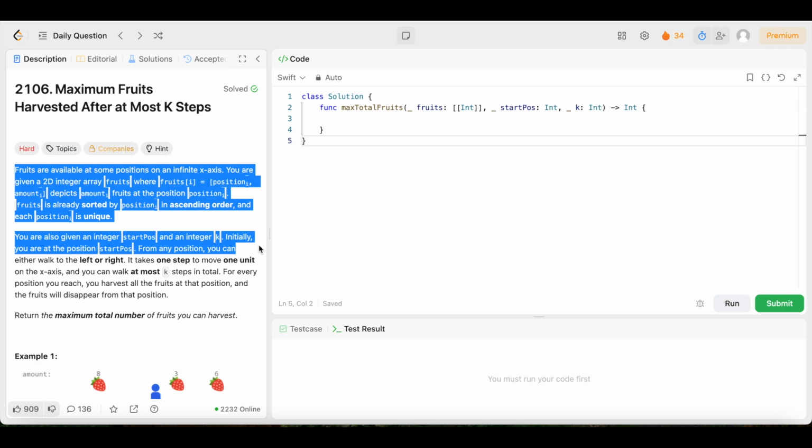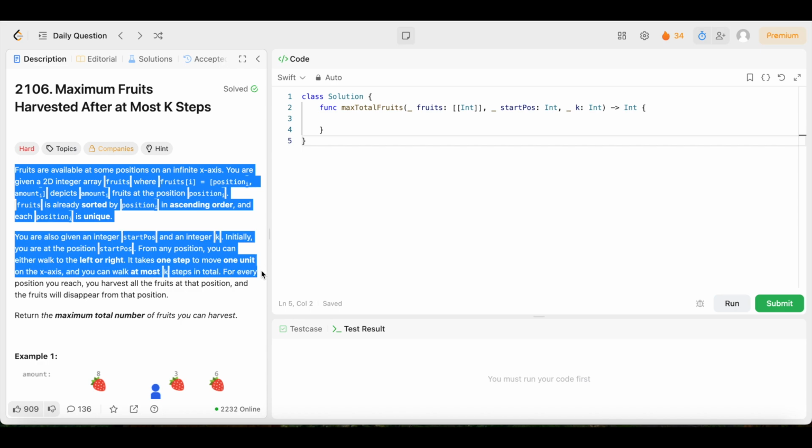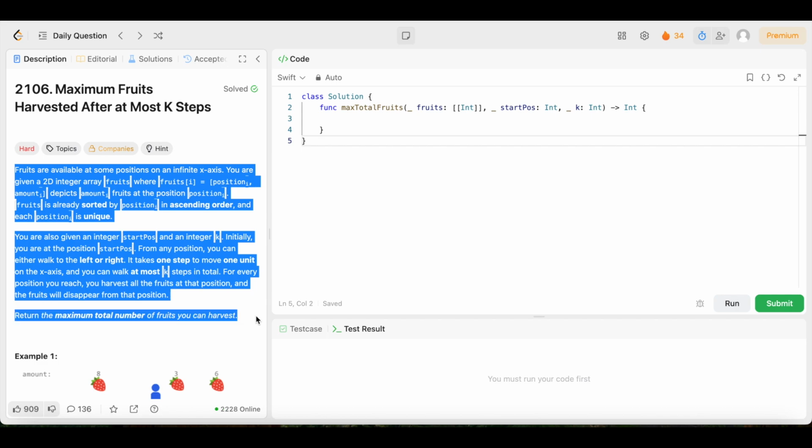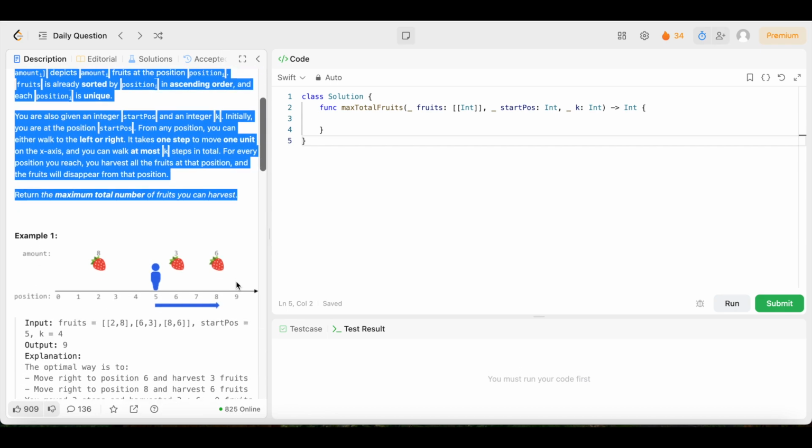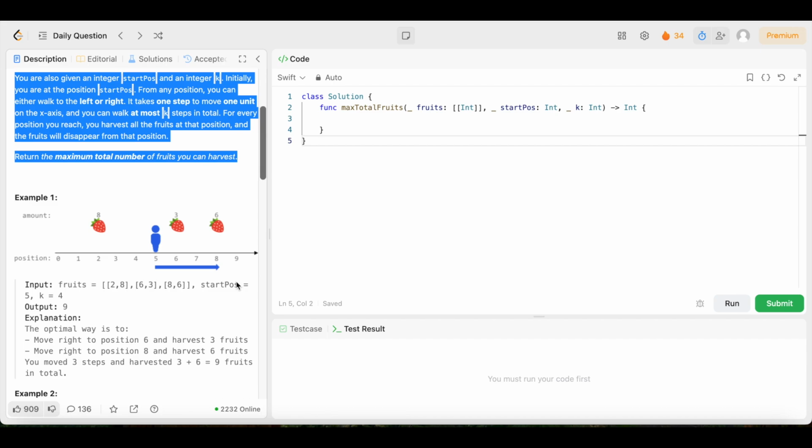From any position, you can either walk to the left or right. It takes one step to move 1 unit on the x-axis, and you can walk at most k steps in total. For every position you reach, you harvest all of the fruits at the position, and the fruits will disappear from the position. Return the maximum total number of fruits you can harvest. All right, y'all, so that may seem a little bit confusing, so let's go through these examples just to make sure that we understand this question correctly.